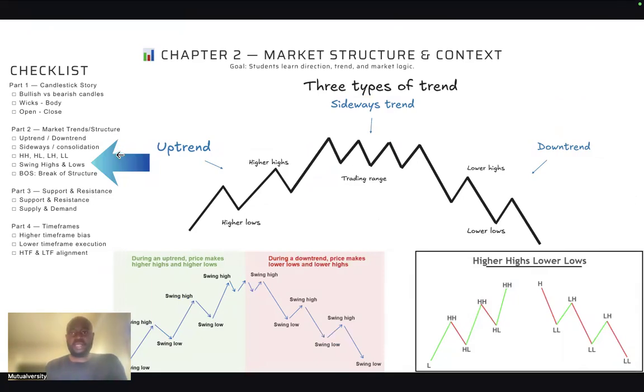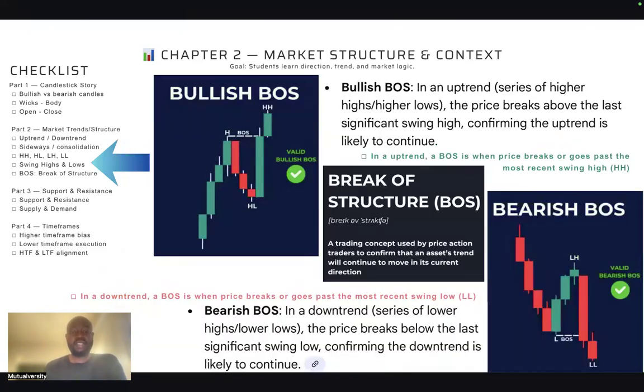All right, so we talked about the three types of trends. Now we're going to talk about the break of structure, which is also BOS. A break of structure is a trading concept used by price action traders to confirm that an asset's trend will continue to move in its current direction.